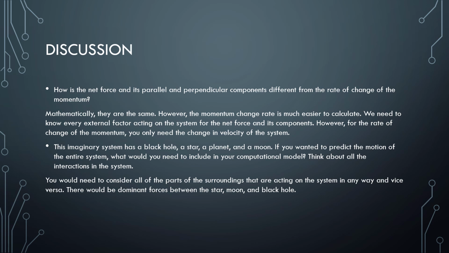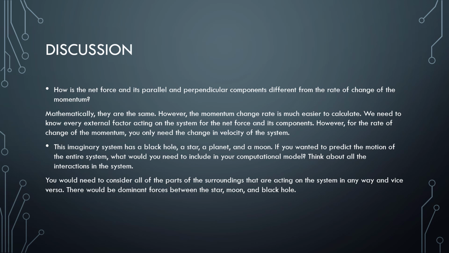Discussion question. We started off with: how is the net force and its parallel and perpendicular components different from the rate of change of momentum? Mathematically, they're the same. However, the momentum change is much easier to calculate. We need to know every external factor acting on the system for the net force and its components. However, for the rate of change of momentum, we only need the change in velocity of the system, which is why we use dp/dt.